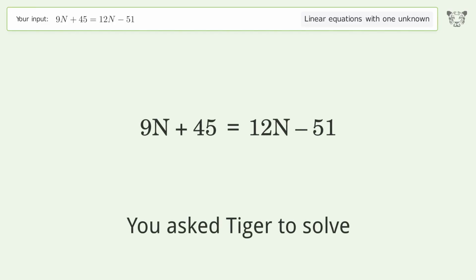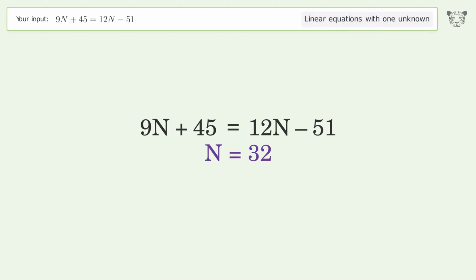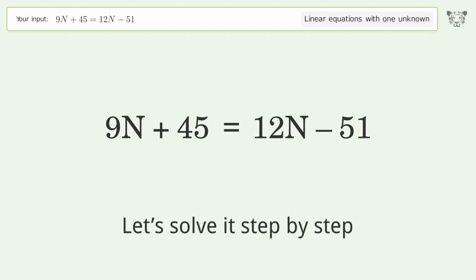You ask Tiger to solve this. This deals with linear equations with one unknown. The final result is n equals 32. Let's solve it step by step.